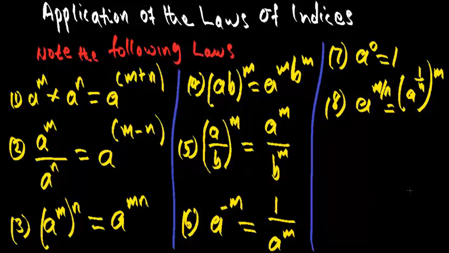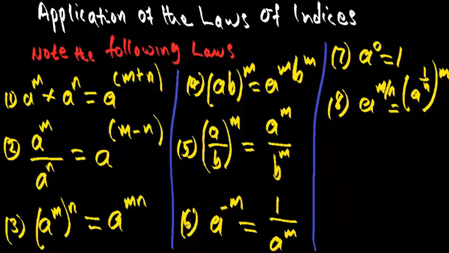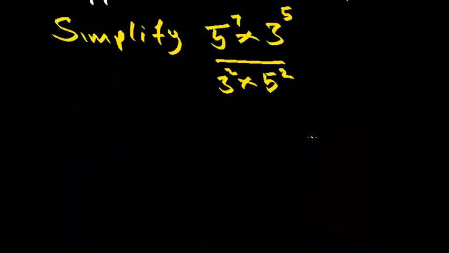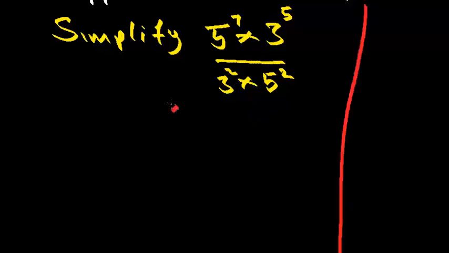We are going to look at some questions and then how we are going to apply the laws of indices on those particular questions. We are starting with this question, which says simplify 5 exponent 7 times 3 exponent 5 all divided by 3 exponent 2 times 5 exponent 2. So we write down our solution.